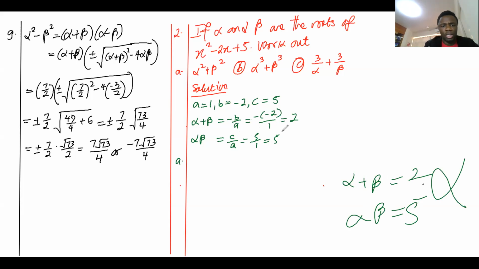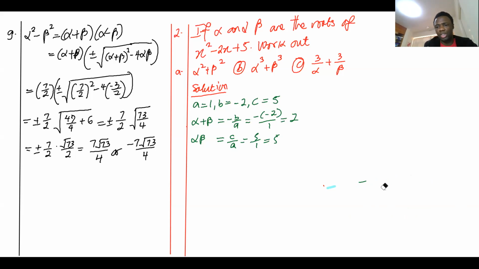Can Elsin and Mr. Ironman hear me? These are my two friends when it comes to writing short solutions. Yes, good. So alpha squared plus beta squared, and you recall, is alpha plus beta all squared minus 2 alpha beta.